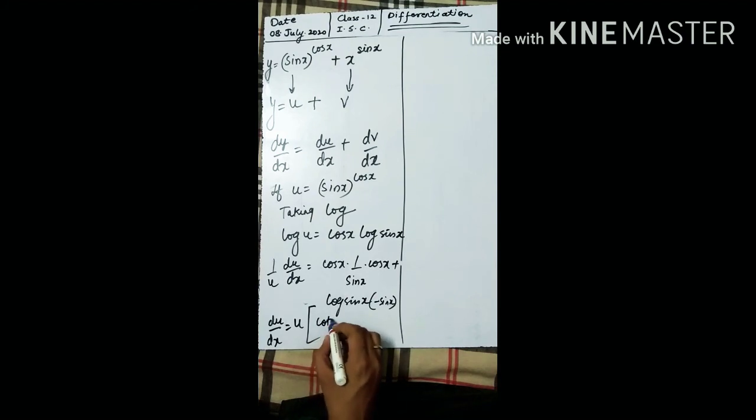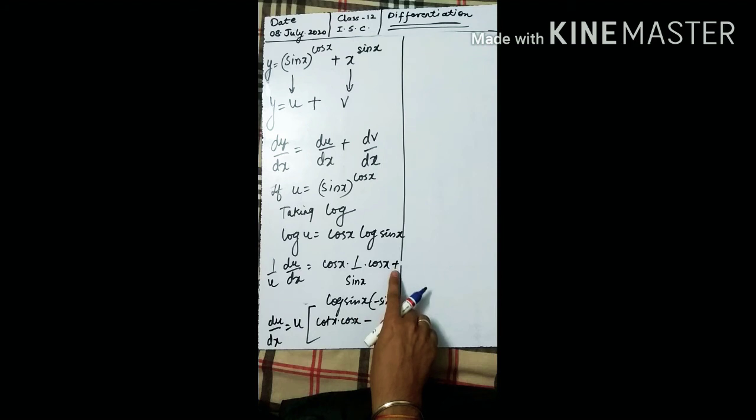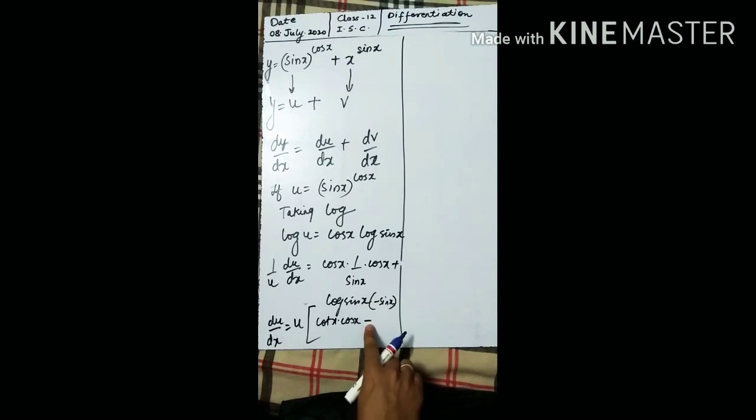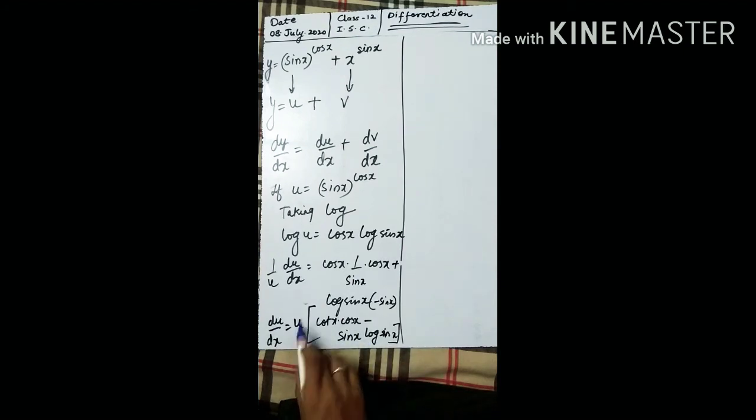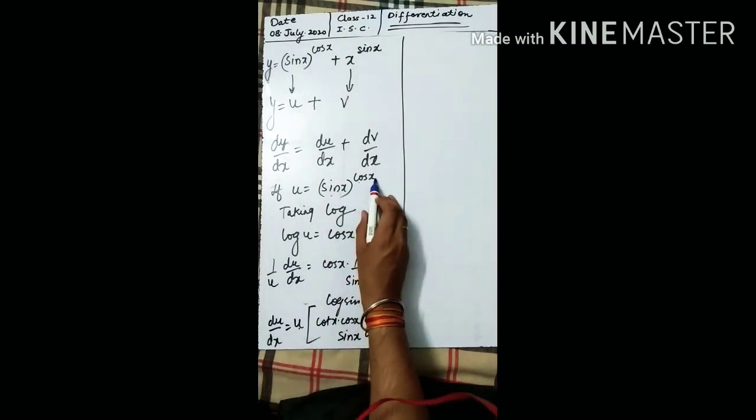Cot x cos x minus, why minus? This plus becomes minus because this is minus, so this minus will change this plus sign, so it will be minus sign, minus of sin x log sin x. Okay, now in place of u we can write sin x to the power cos x.